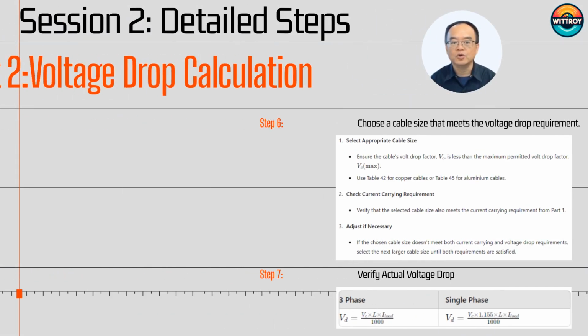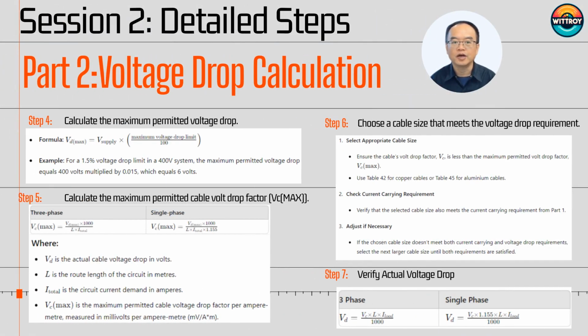Part 2. Voltage drop calculation. Step 4. Calculate maximum permitted voltage drop. To calculate the maximum permitted voltage drop, use the supply voltage and the maximum voltage drop limit, which is given as a percentage. For example, if you have a 1.5% voltage drop limit in a 400 volt system, the maximum permitted voltage drop is calculated by multiplying 400 volts by 0.015. This results in a maximum permitted voltage drop of 6 volts.